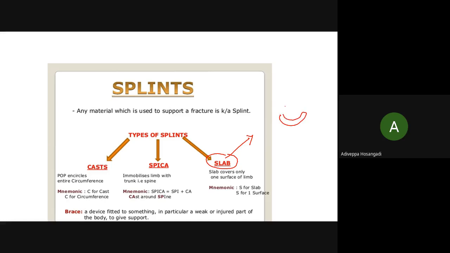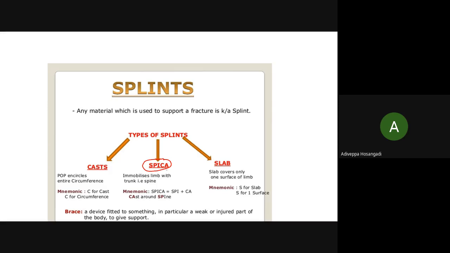This is the axial section I'm talking about. This is, say for example, a forearm bone with the radius and the ulna. You apply the slab like this, because after injury there can be a lot of swelling. So if you put a cast, there is something called cast syndrome, which I will come to in subsequent classes.